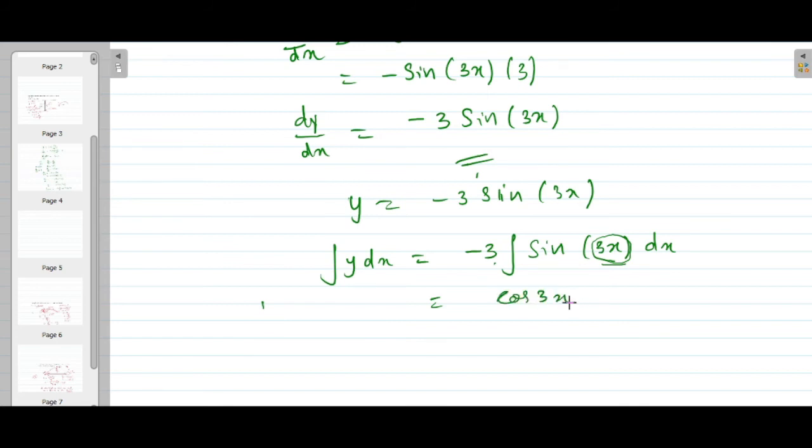cos 3x. But now comes the question. Differentiation of 3x is positive 3, and we have negative 3 here. How can we write it as cos 3x? Integration of sin x is negative cos x. So there will be a negative here, and so this negative and that negative will become positive. Got it?